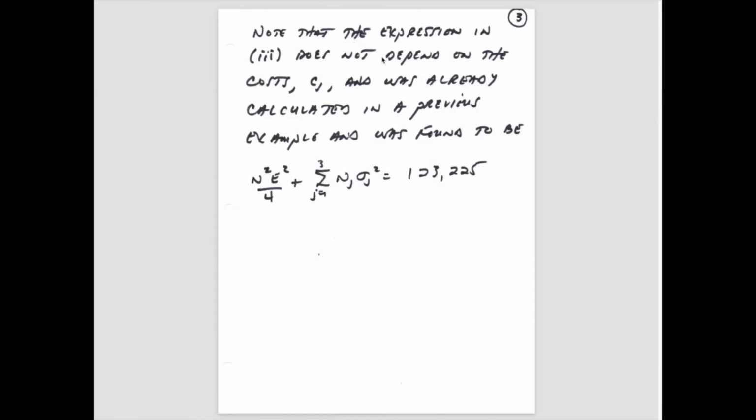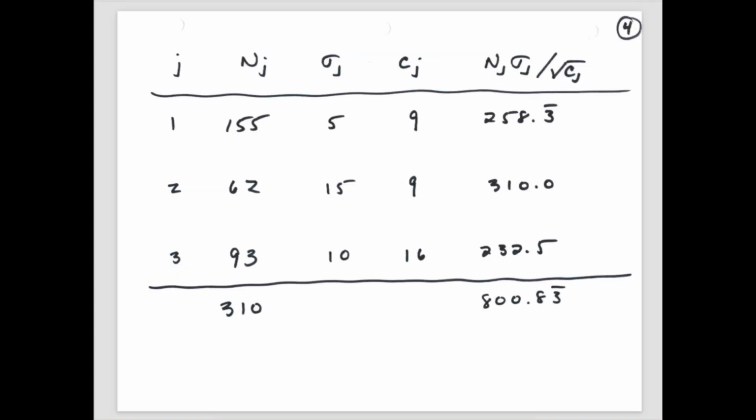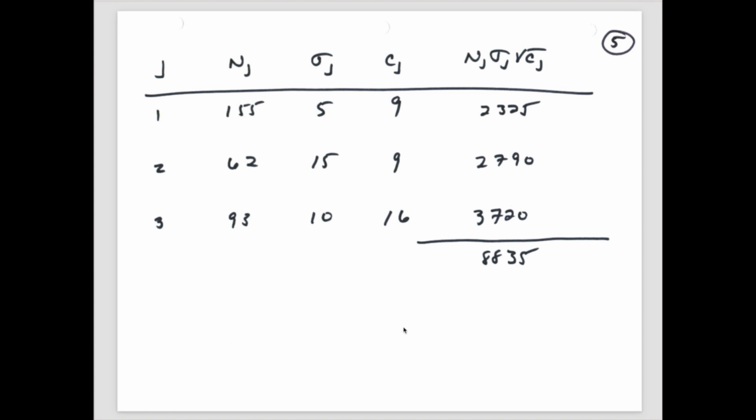Note that the expression in 3 does not depend on cost, C sub j, and was already calculated in a previous example and was found to be 123,225. Okay, so here is a table showing these, organizing the values and organizing the calculation. All right, and here is another table showing the calculation of another component of this formula.